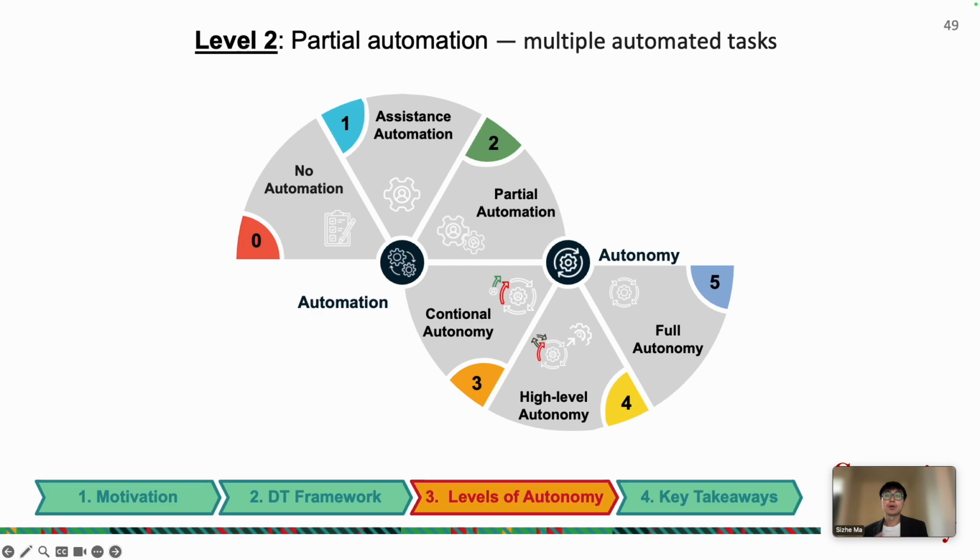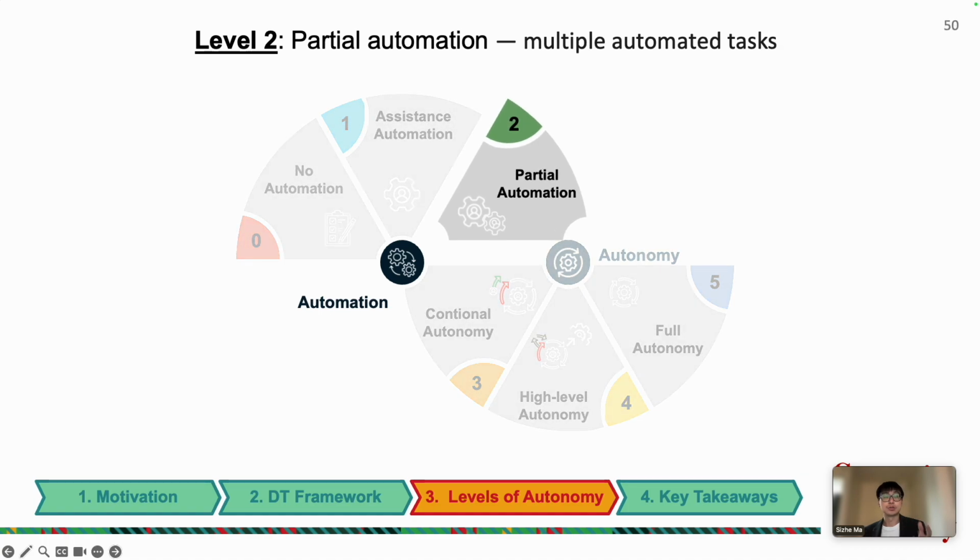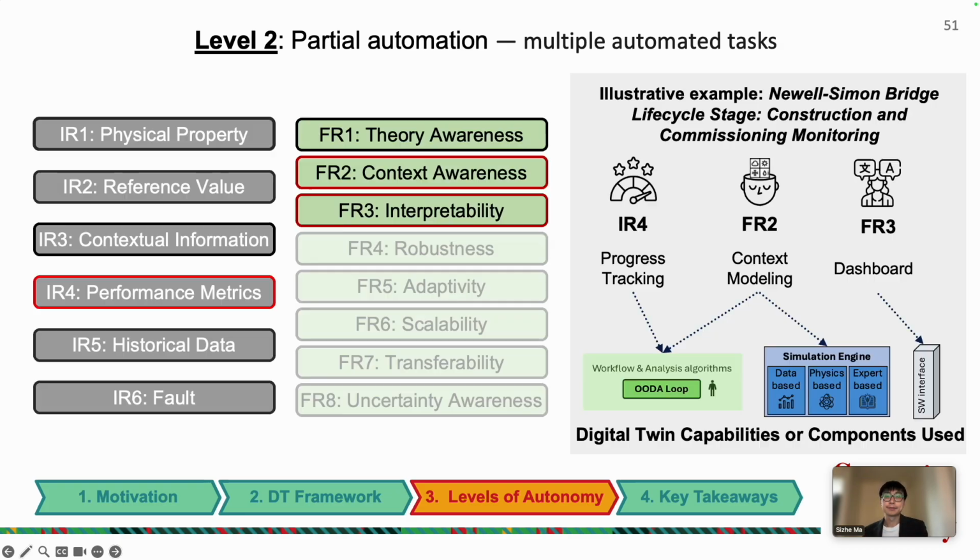And within level 2, this is where we enter partial automation. And at level 2, basically now multiple tasks are run automatically, with humans only overseeing the system output themselves. And in this step, 3 of the newly added requirements are performance matrix, referring to the performance of operations of an asset or its components. And context awareness basically refers to the ability of the digital twin to make decisions not only based on the asset, but based on the context the asset is in. And interoperability refers to the ability to generate human understandable decisions.